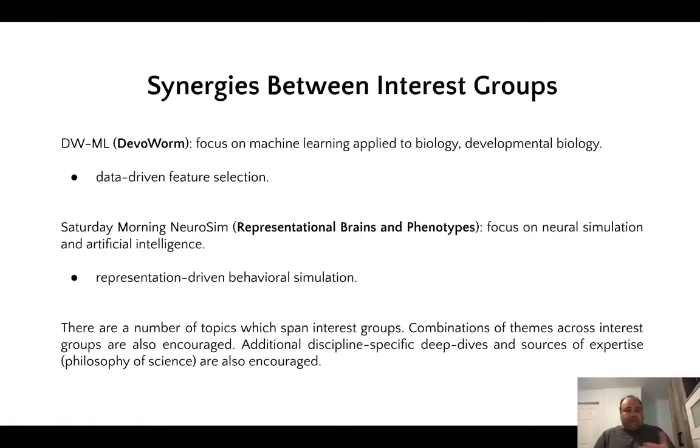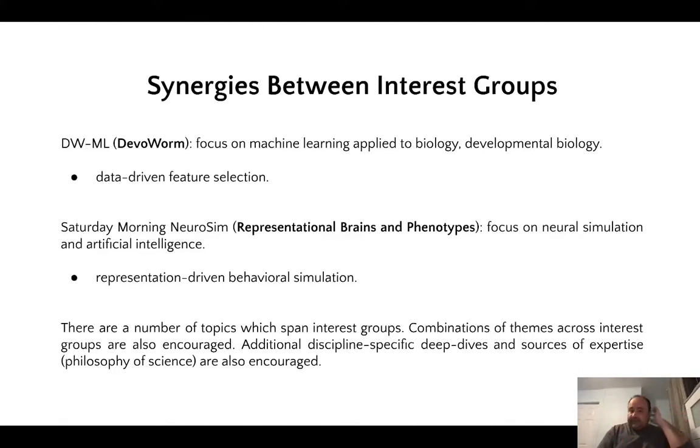So one of the big things, of course, is synergy between interest groups. We have a couple of different main interest groups, and then we try to find synergies between them. One of our groups is DevoWorm, and we have DWML. It's developmental biology. There's a computational side to that. There's theory. There's data analysis.